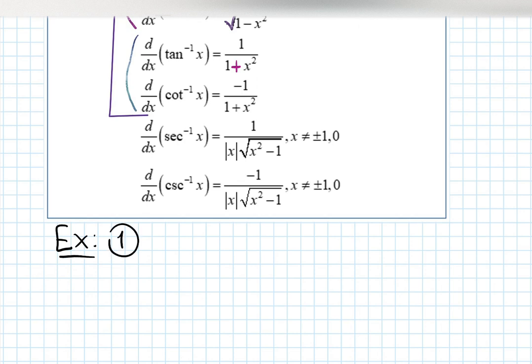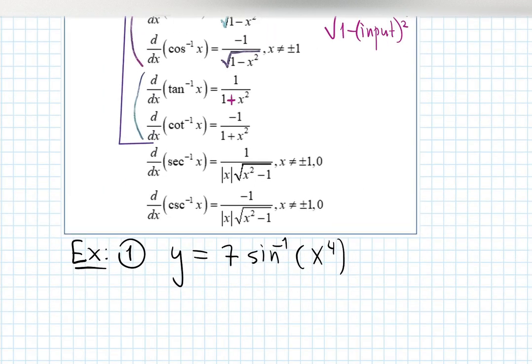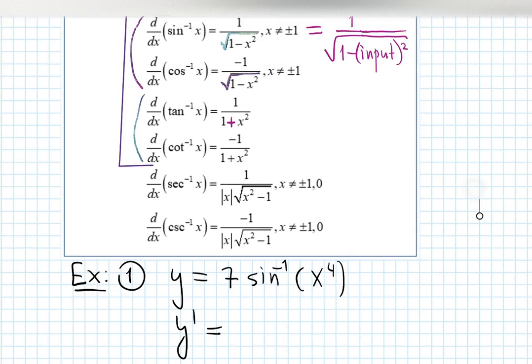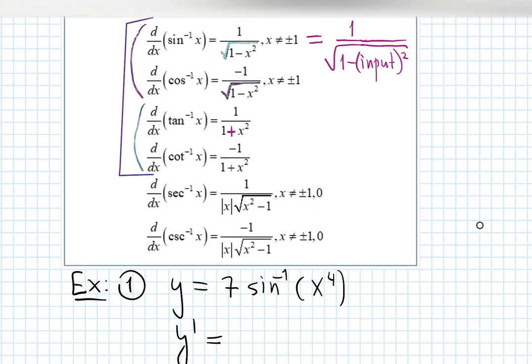Example 1. So, taking this idea, can you differentiate y equals 7 arcsine, or sine to the minus 1, of x to the 4? You see, I did not give you arcsine of x. That's just lame to give an example like that. We immediately want to check that you understand the chain rule and how the formula works. That's why you should not remember these formulas as 1 over square root of 1 minus x squared. Memorize it as input squared. I promise you, you will have fewer mistakes this way. It will be easier if you do input squared in your mind.